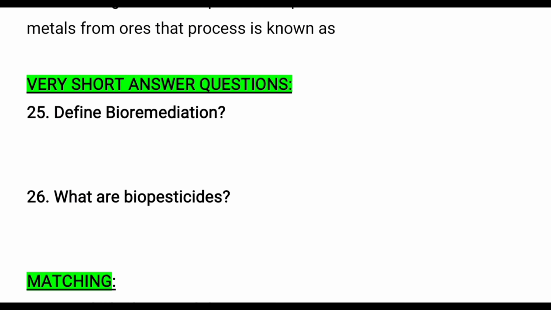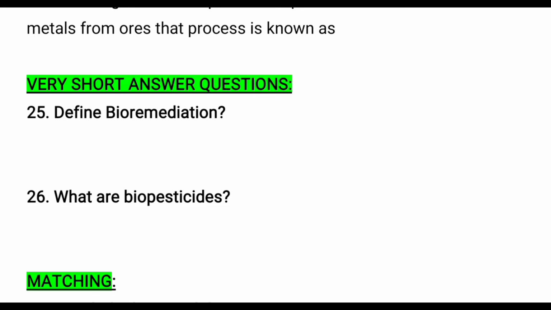The first question is define bioremediation. Bioremediation is a process that uses microbes or plants to remove harmful pollutants or contaminants from the environment. So it is used to clean up the polluted areas. That is nothing but bioremediation by using either microbes or plants. If it is done with the microbes, that is called bioremediation. If it is done with the plants, that is called phytoremediation.